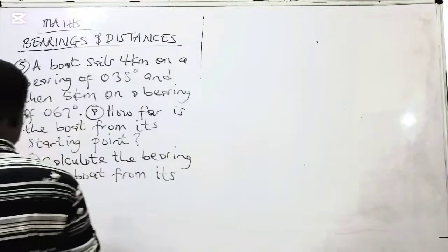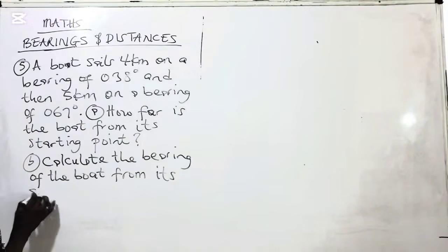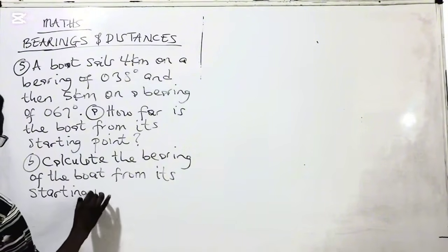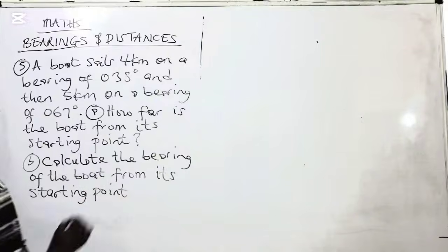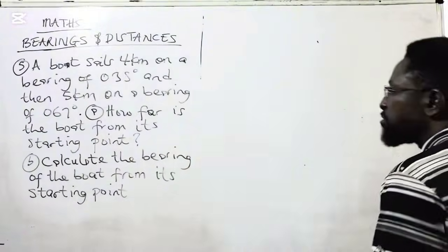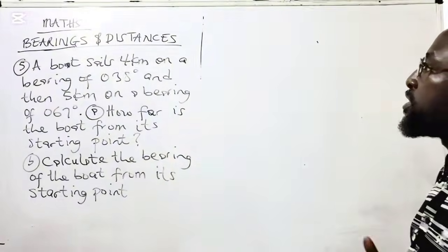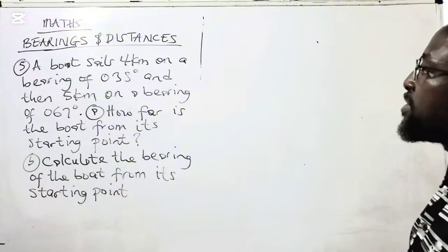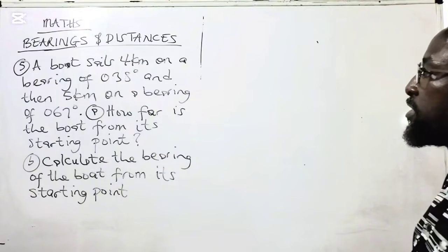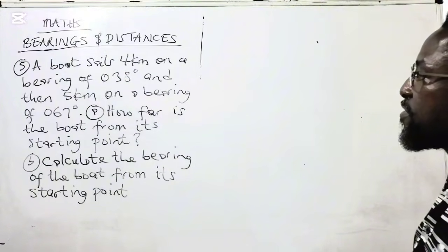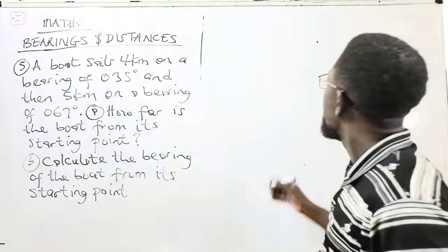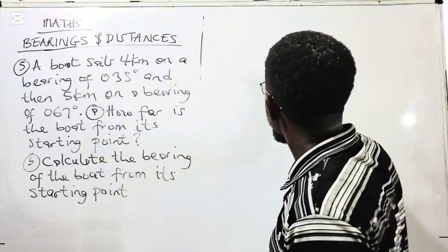From its starting point. So that's the second question. My boat says 4 kilometers on a bearing of 038, and then 5 kilometers on a bearing of 067. Okay, let's start from here.